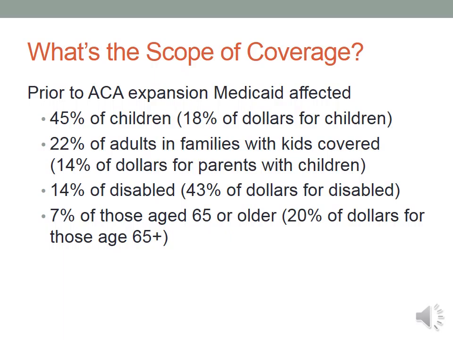22% of adults in families with kids are covered through Medicaid. 14% of the dollars spent by Medicaid are for parents with children. Again, they tend to be a little younger and not as sick compared to the next two categories we talk about. 14% of the disabled have Medicaid coverage. 43% of Medicaid's dollars are spent on the disabled because they're pretty sick, right? And finally, 7% of those aged 65 or older are eligible for Medicaid, and 20% of the dollars spent under Medicaid are for those aged 65 and older.